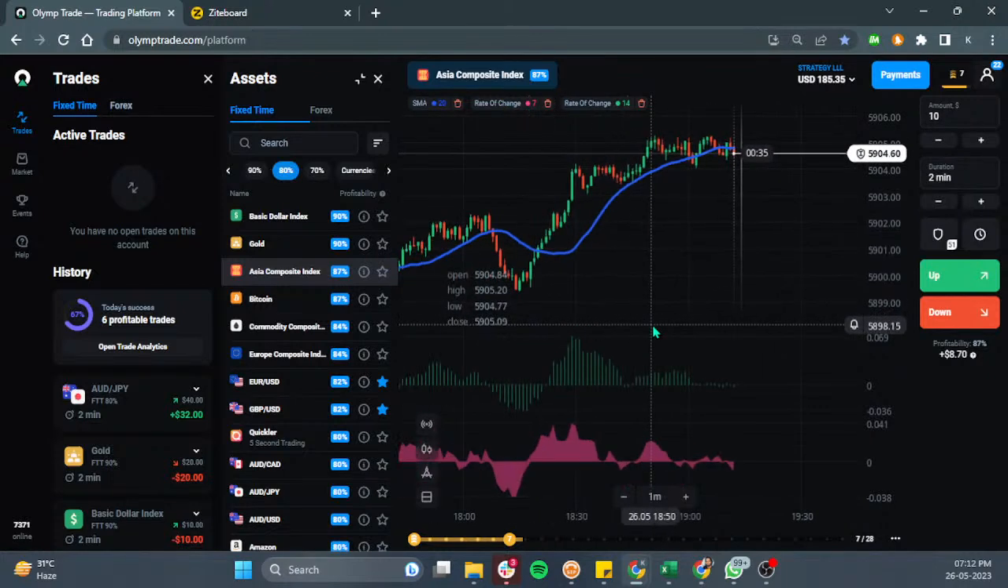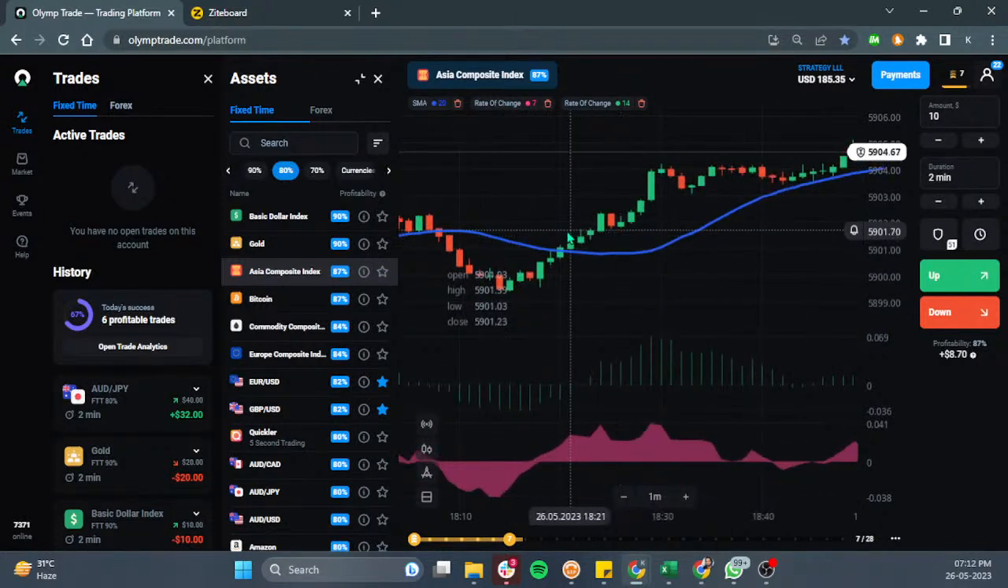For example, let me take this one, the Asia Composite Index. Let's presume we were here somewhere. Now, the crossing has happened. But if you see here, SMA 7 is showing upward, but SMA 14 is showing downward. We waited for some time, maybe a minute or two, and we reached here where ROC 7 and ROC 14 both are in the upward direction. So here we can open a trade.